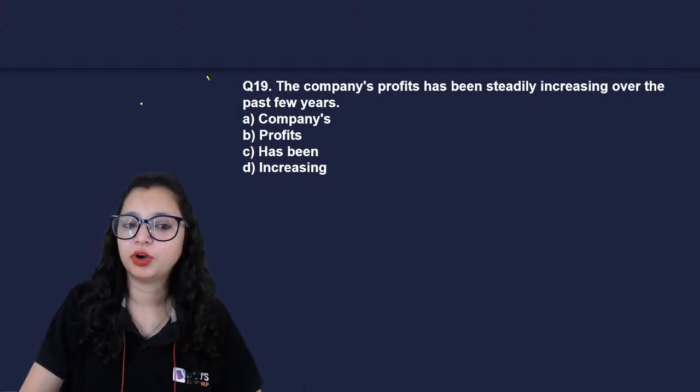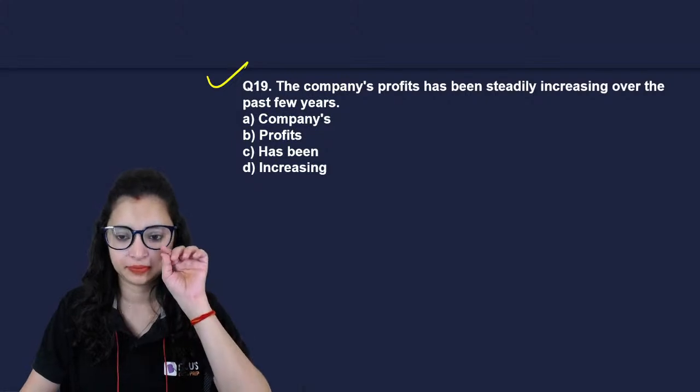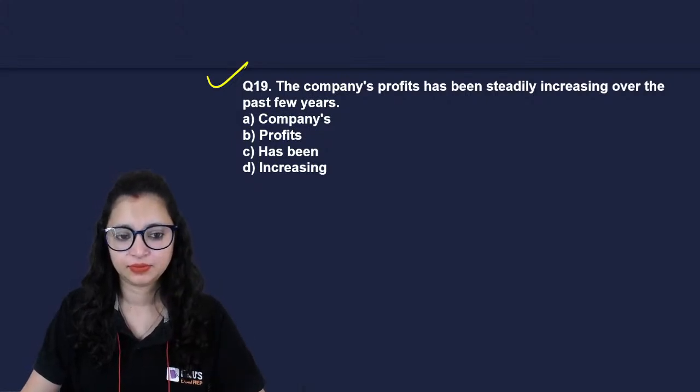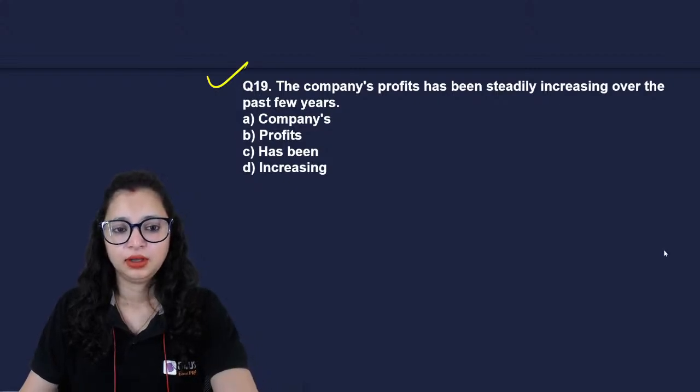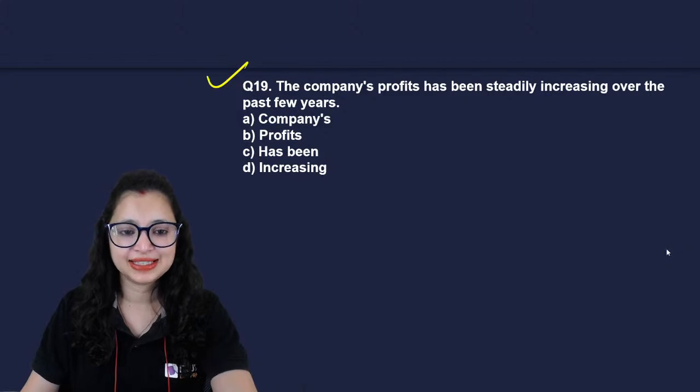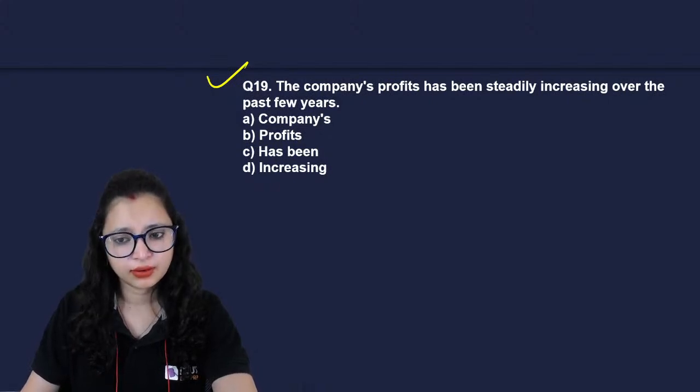Again, error spotting. You have to find out which part of the sentence has an error here. Which part of the sentence has an error? Companies' profits has been increasing. Which part has an error? Very, very easy. I think all of you will get this correct. What is it?